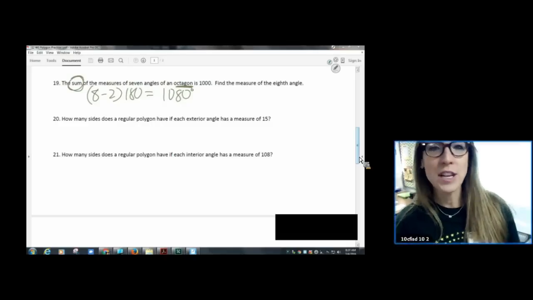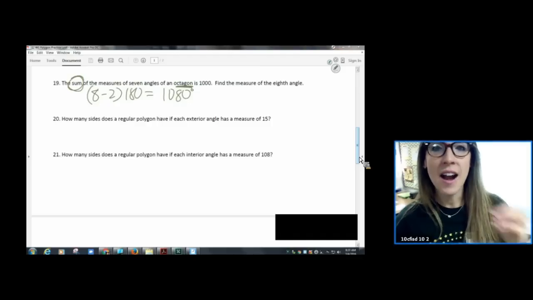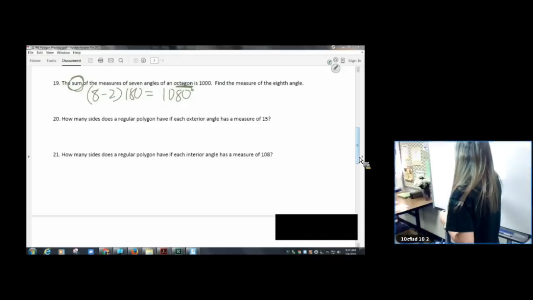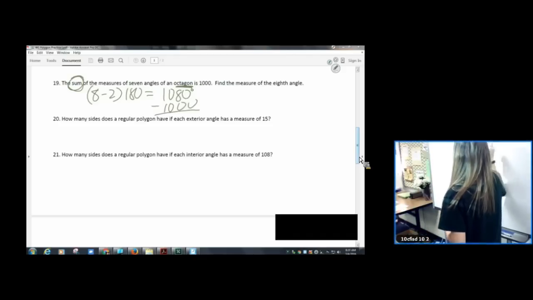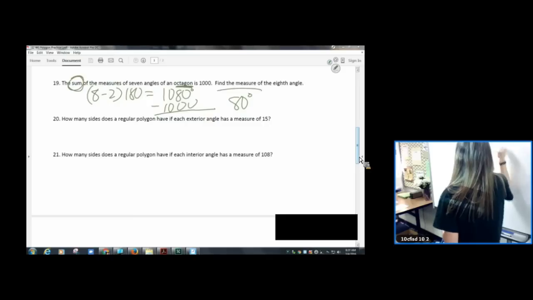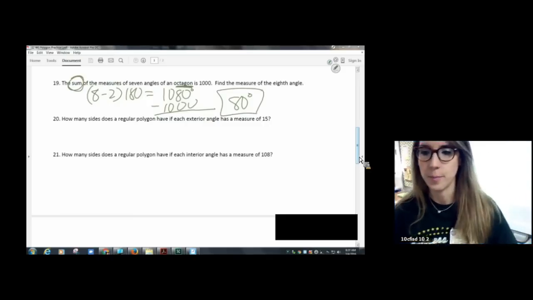Now, we've already used up 1,000 degrees. 7 out of the 8 angles add up to 1,000. So if we have 1,080 and we've used up 1,000, then the 8th angle must be an 80-degree angle.